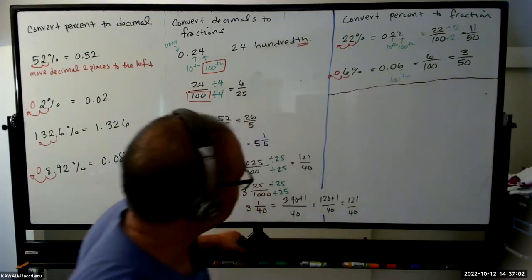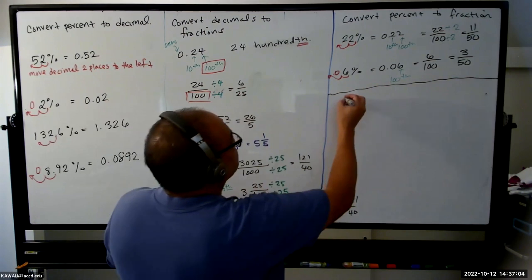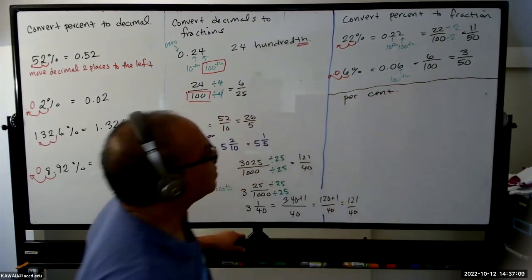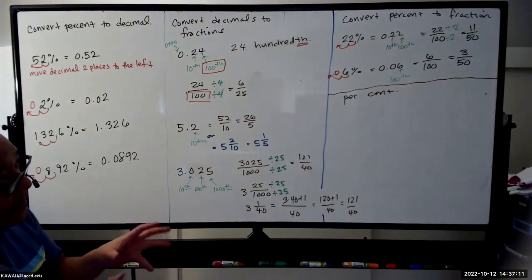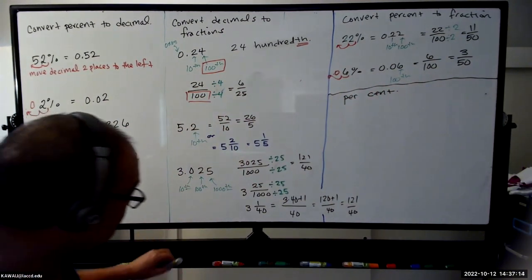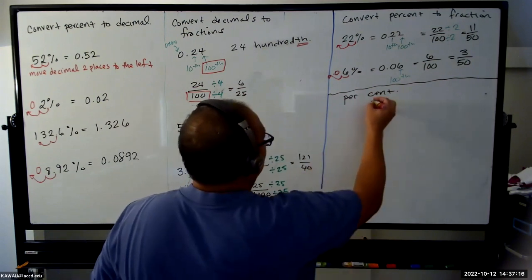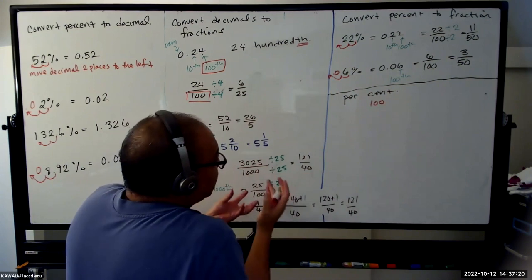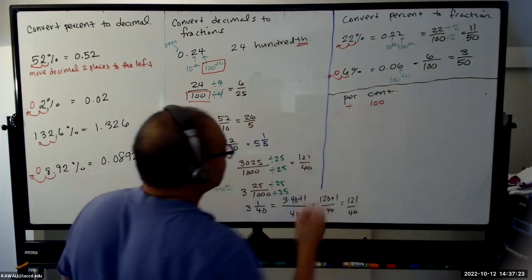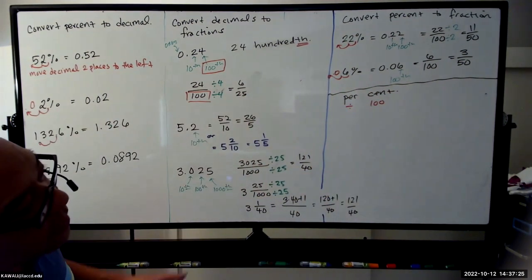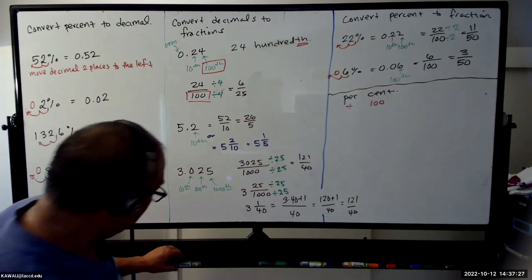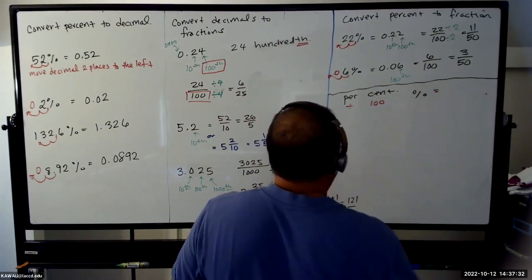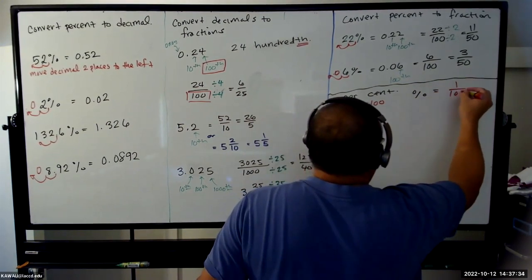Trick is vocabulary. Look at the word percent. Think of that as Latin. What a cent is per 100. Now, what the word per means is divide. Divide by 100. So the symbol percent is the same thing as 1 over 100.